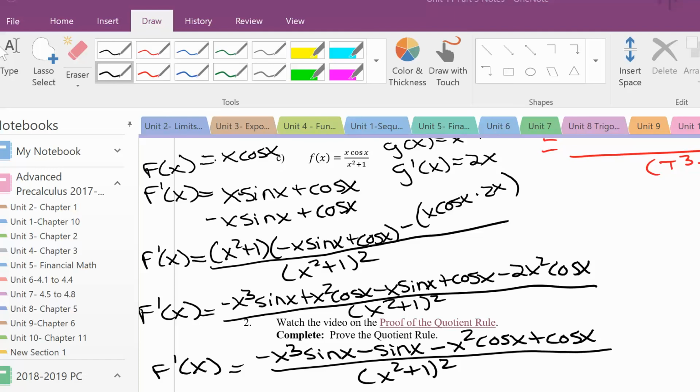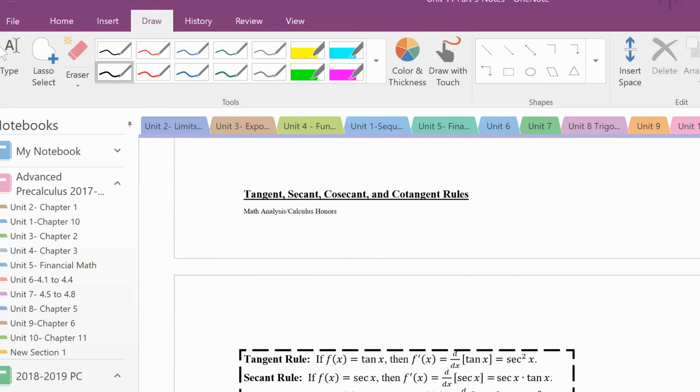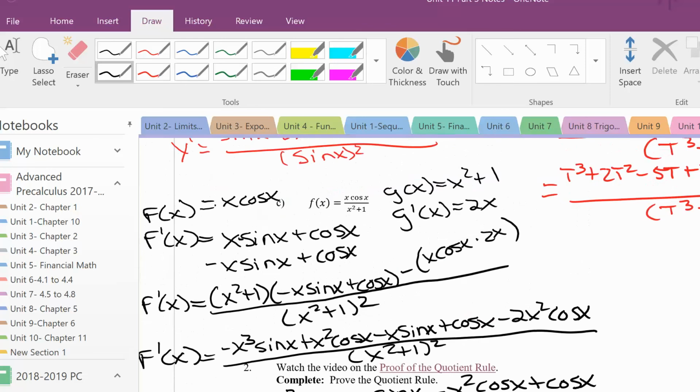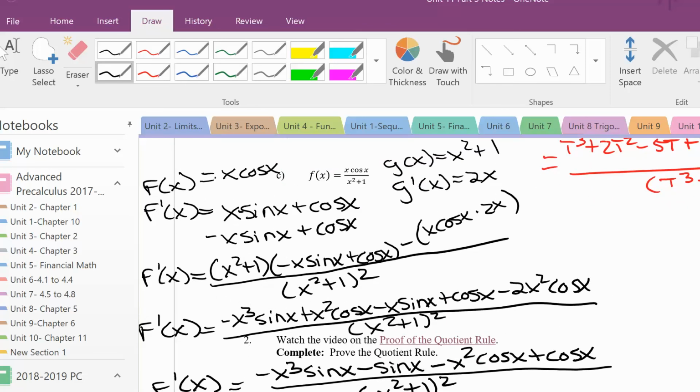All right, so here the first function, x cosine x, is actually a product, so you have to do the product rule to find the derivative, f prime of x. And then g of x is x squared plus 1, so the derivative is 2x. So then you apply the quotient rule.